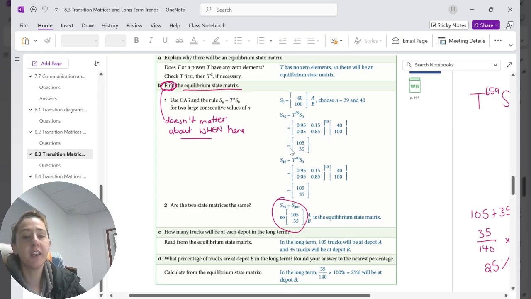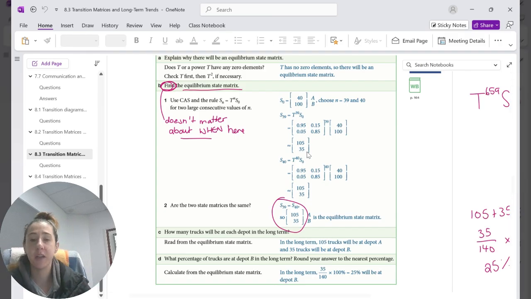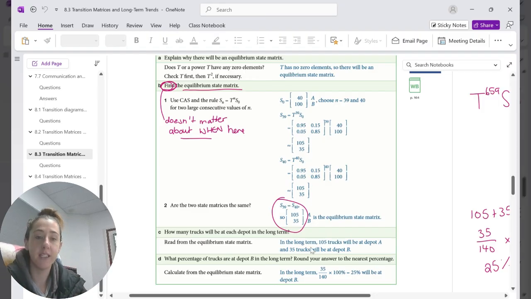So can you see here we've got that these values are approximately 105 and 35. That means that they have done rounding. Now, you're not going to have half a truck at A and half a truck at B. All of your trucks have to be at either A or B, in terms of the whole truck has to be there. You can't just leave a wheel behind. So remember to round where appropriate.